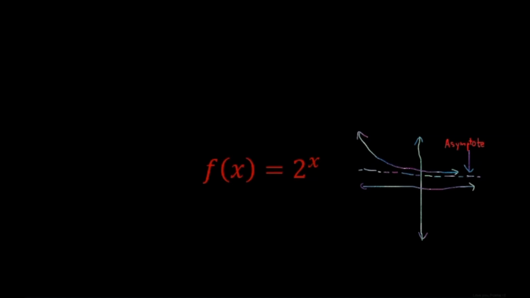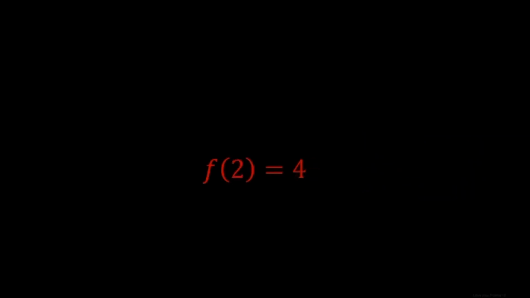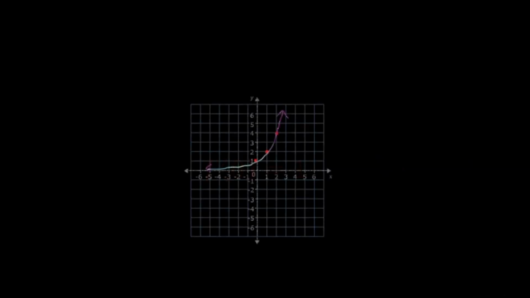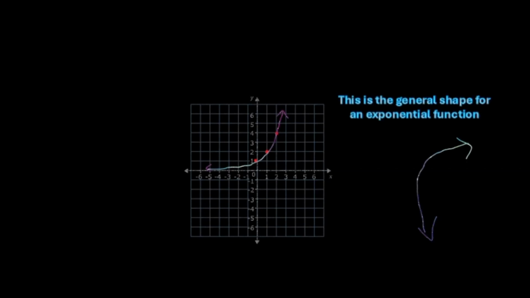An asymptote, okay. Now f of 1 is equal to 2, f of 2 is equal to 4 and f of 0 is equal to 1. Plug those points into the graph and then draw the general shape through those points. The general shape for an exponential function looks something like this. Alright, so that's the graph.